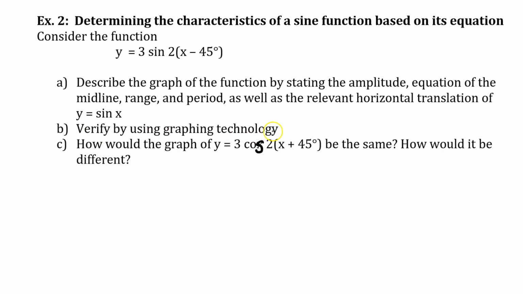Verify using graphing technology, and how would the graph of y equals 3 cosine 2 x plus 45 be the same, or how would it be different? So we'll use our graphing technology for that. I just want us to remind ourselves of the format. Y equals a sine b x minus c plus d. So the amplitude, easy peasy, lemon squeezy, it's just the a. So that's 3.